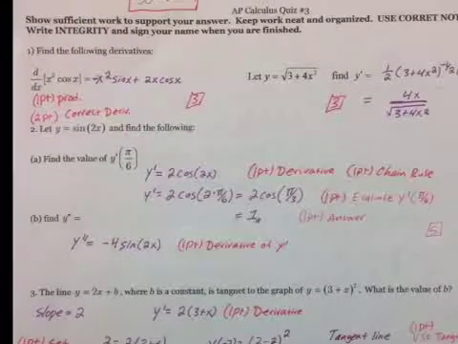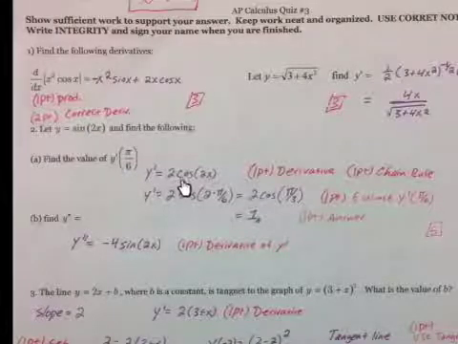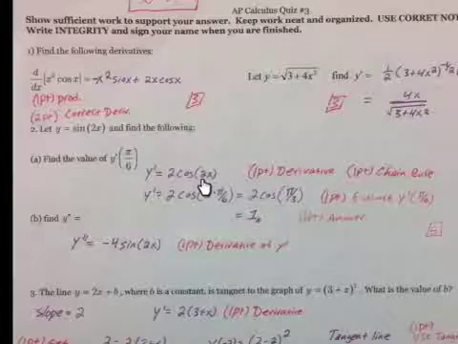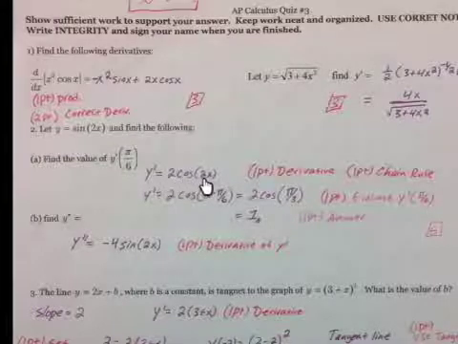For number two, you had to find the derivative of sine of 2x. The derivative of sine is cosine. You keep the inside the same. Now the derivative of 2x is 2, so that's why the derivative is 2 cosine of 2x.